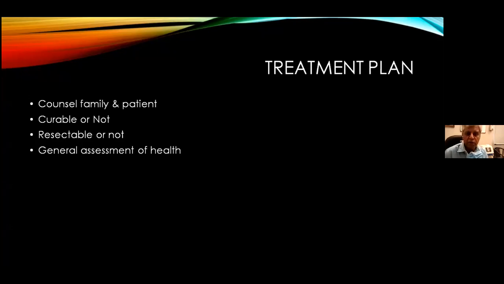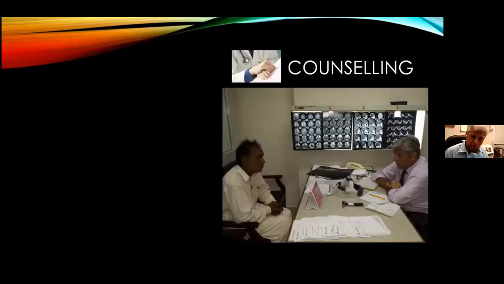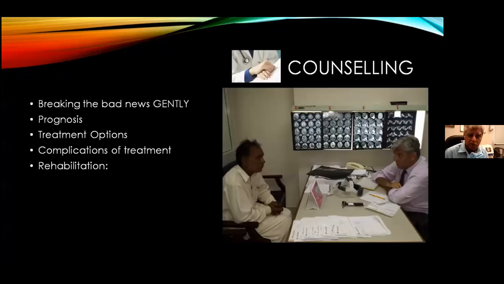So counseling the family about the diagnosis, staging of the tumor, whether you can operate, cure the patient or not, and what are the treatment modalities which will be involved. So we talked about this in oral cavity tumor. So in the larynx, again, you talk about the diagnosis, the treatment plan, prognosis, care, treatment options, complications, rehabilitation. In this case, about their concern about their voice and following.